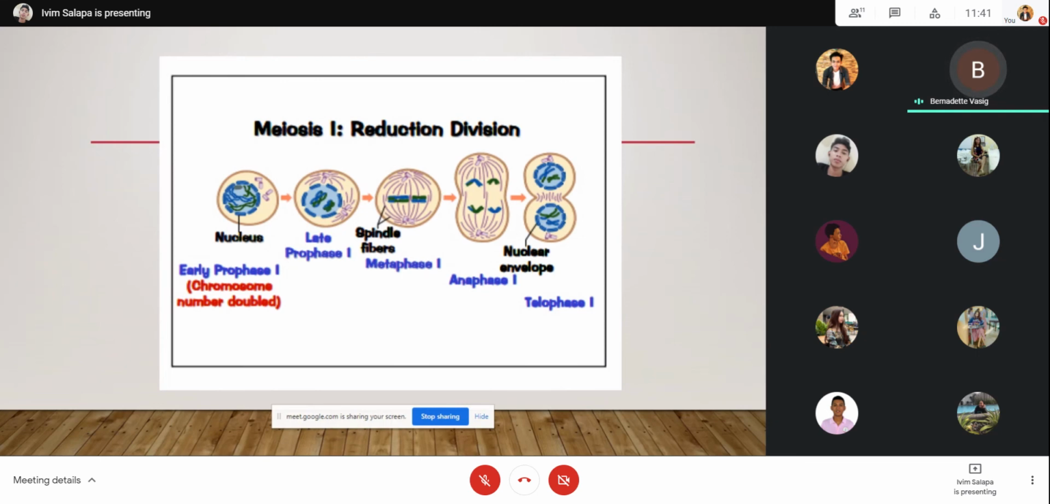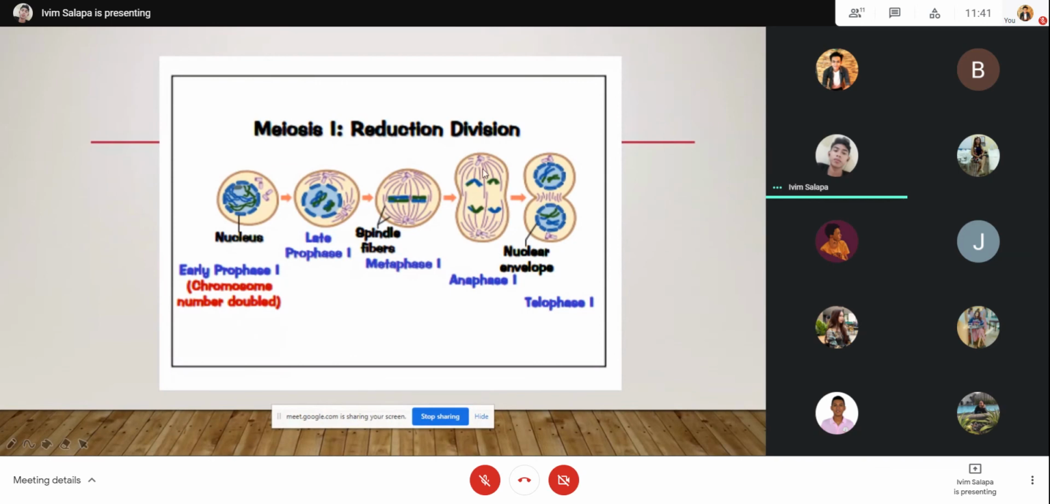So during anaphase, the homologous chromosomes are separated. Yes, ma'am. Okay, and not the sister chromatids. Yes, ma'am. Okay, let's go to anaphase. During metaphase, independent assortment happens, and in prophase 1, the crossing over.